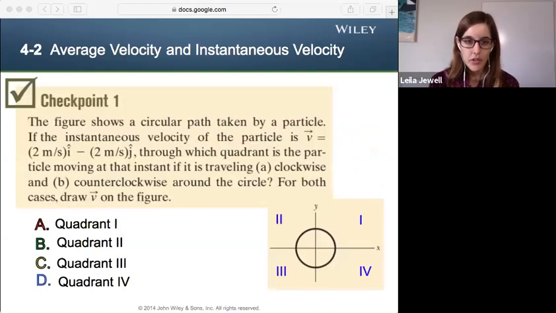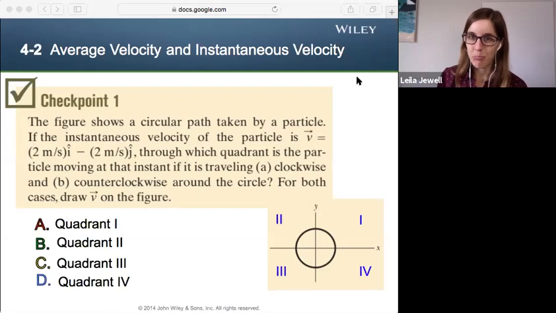So it says the figure shows a circular path taken by a particle. If the instantaneous velocity of the particle is v equals 2 meters per second i hat minus 2 meters per second j hat, through which quadrant is the particle moving at that instant if it is traveling A, clockwise, and B, counterclockwise around the circle? For both cases, draw v on the figure. All right, so I want you to think this through, come up with an answer for parts A and B before you move on. So go ahead and pause the video.